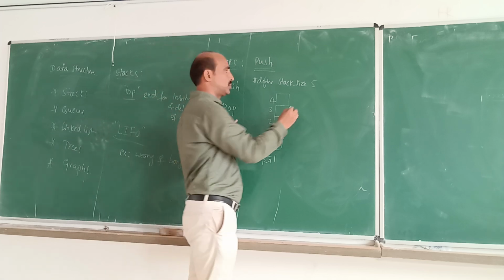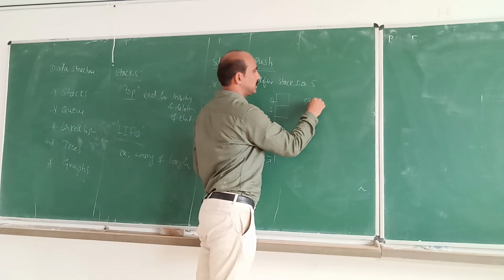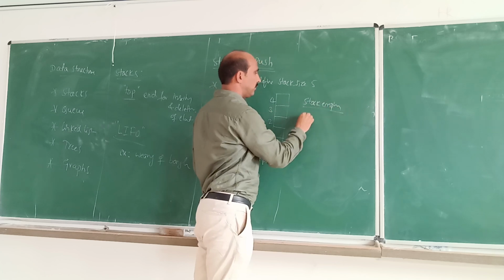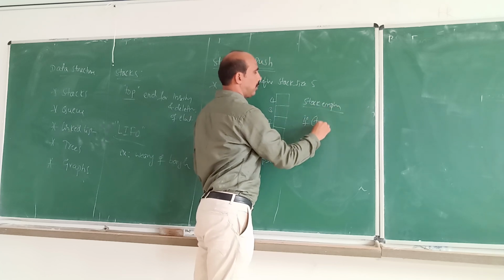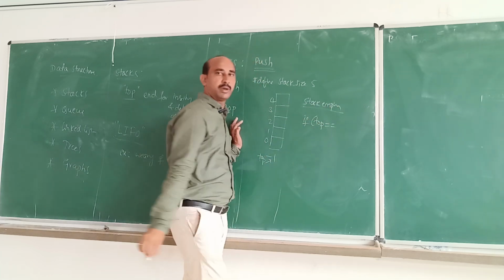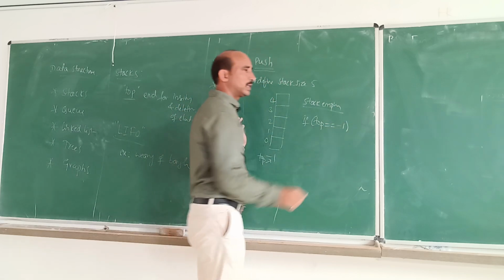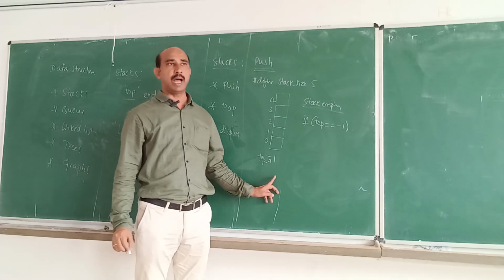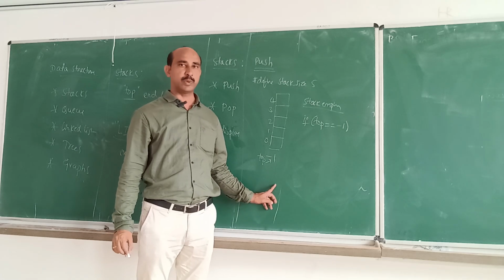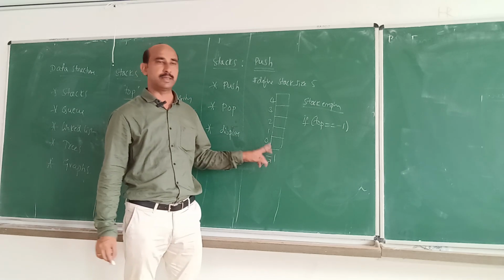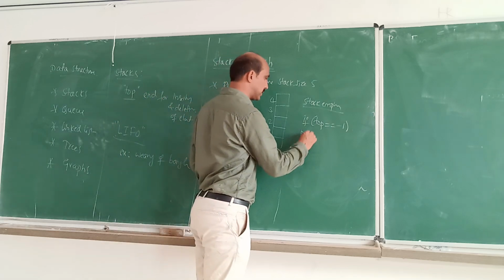The stack empty condition is checked using the condition: if top equal to -1, that is, if top is pointing to the -1 value, then the stack is empty, and no elements are there in the stack. So you can display it by using this condition.